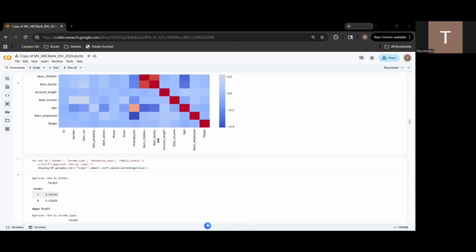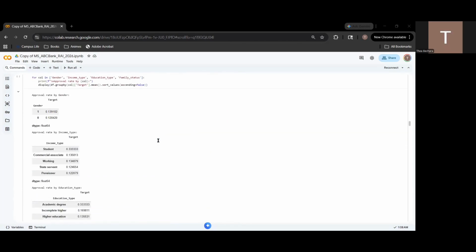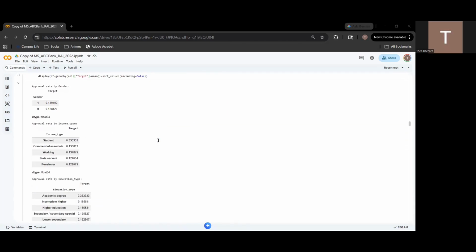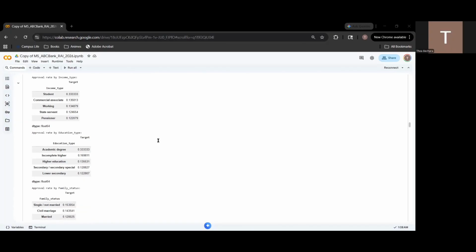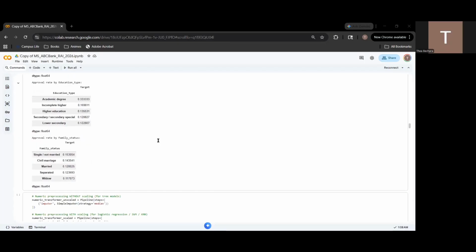We also analyzed approval rates across demographic groups. For example, students had an approval rate around 33%, working applicants about 13.5%, and pensioners approximately 12%. We also considered gender as a factor, as well as education type, many different factors. We wanted to see how demographic groups were impacted.